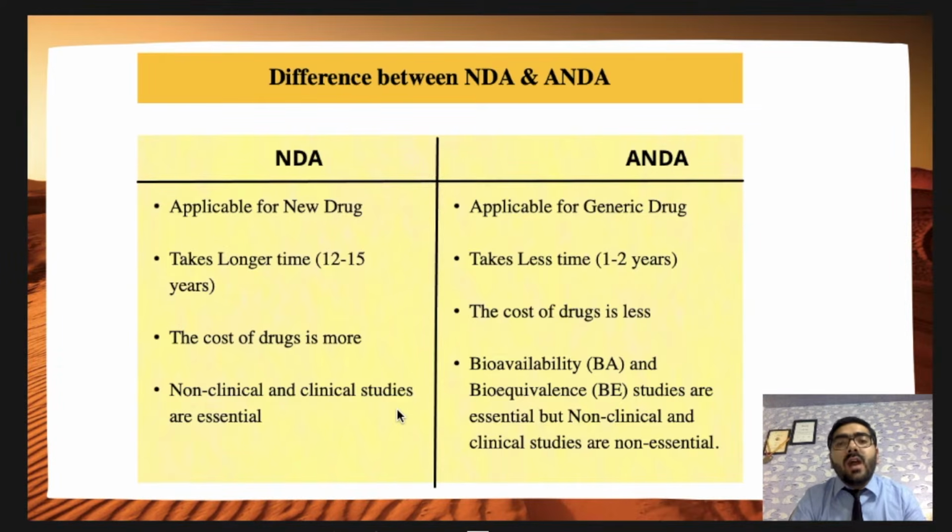Okay, now coming to the last topic, the difference between NDA and ANDA. What is a new drug application and an abbreviated new drug application? I already told you. So what are the differences between them? NDA is applicable for a new drug, and ANDA is applicable for a generic drug. NDA will take a longer time compared to ANDA. NDA will take 12 to 15 years, while ANDA will take only 1 to 2 years.